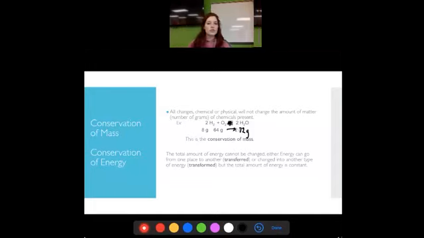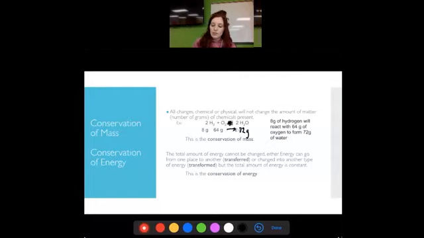This also holds true for energy. So it's not just true for mass, it's also true for energy. Anytime you have a chemical or a physical change, you cannot change the total amount of energy present. Energy can go from one place to another, so one chemical to another chemical, or it can be changed into another type of energy, which means it's transformed, but the total amount of energy is constant. So this is the conservation of energy.